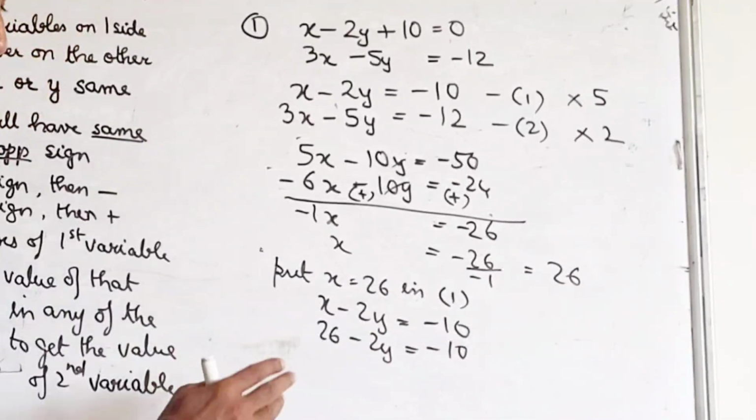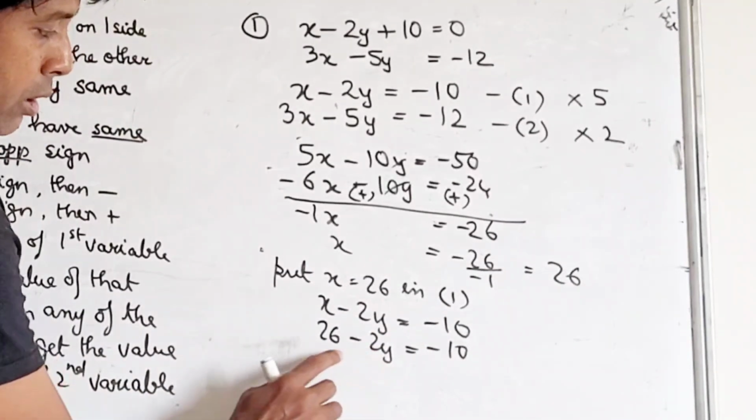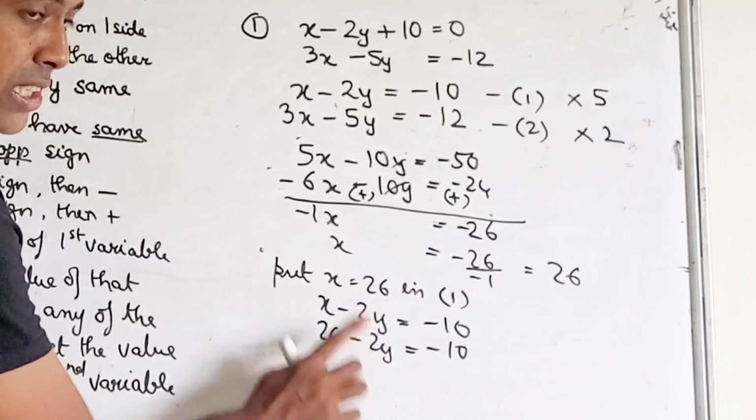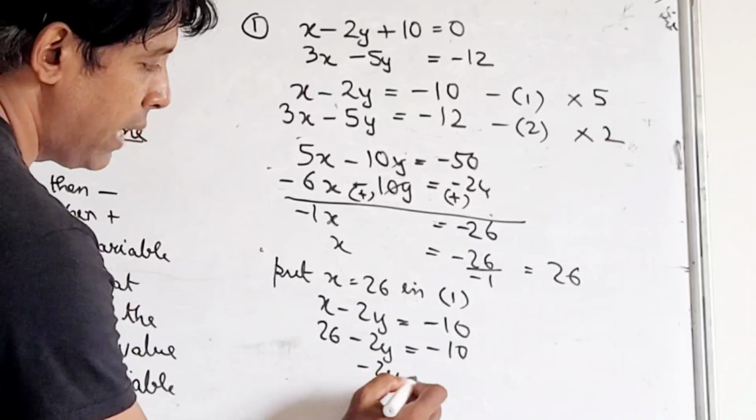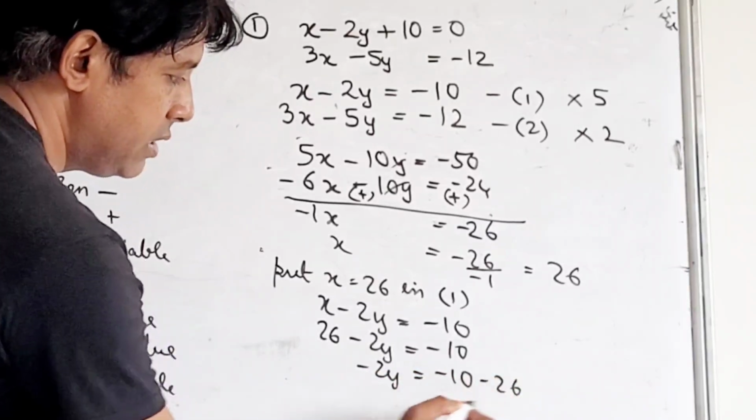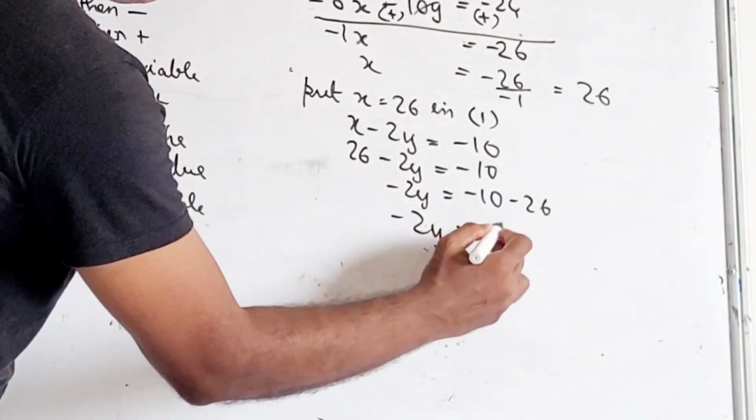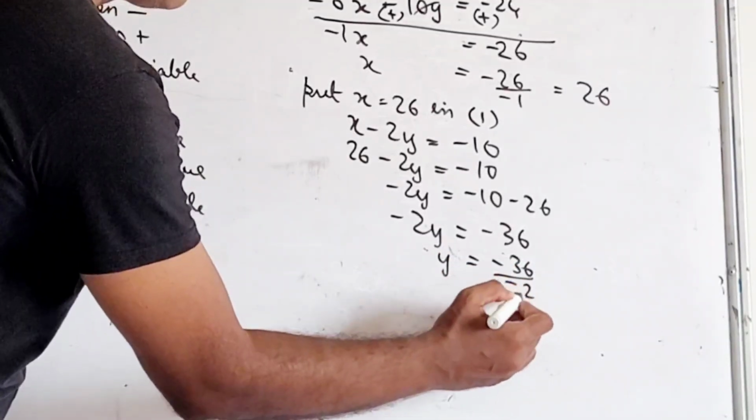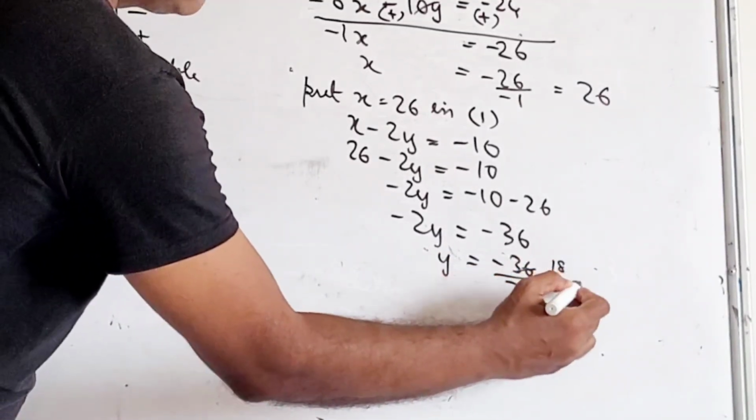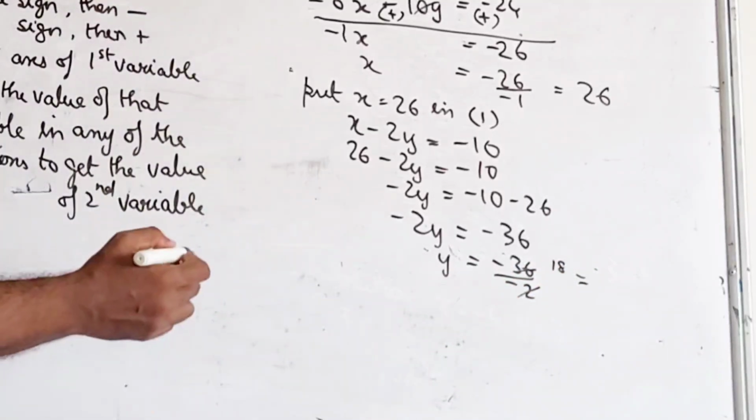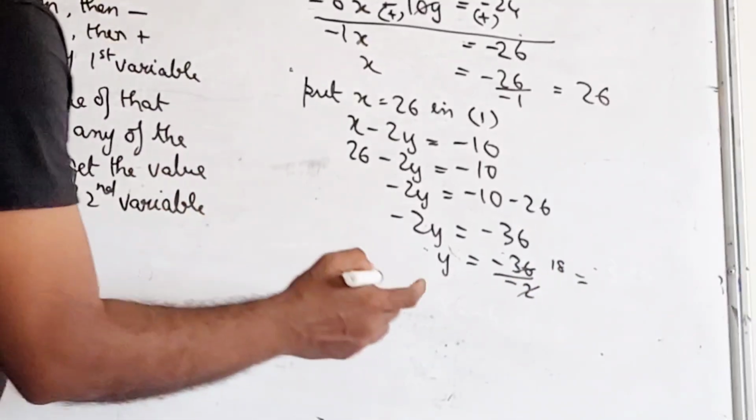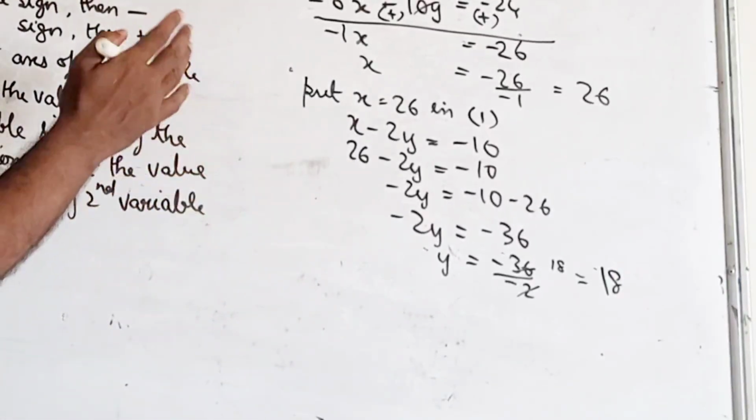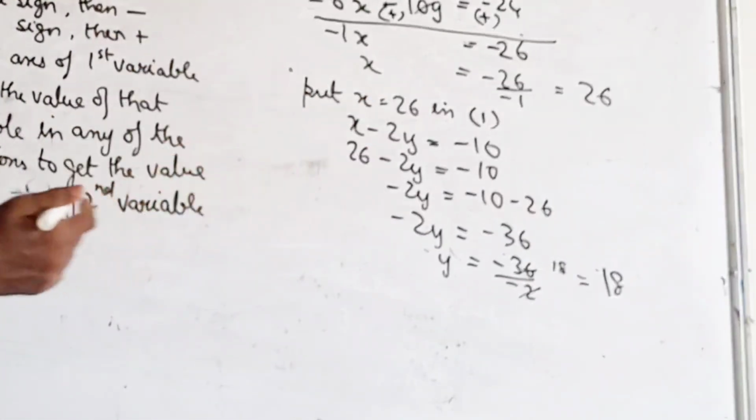Which number do we take first? Always the number which is away from the variable. Whatever is with the variable coefficient, that we have to take last. So minus 2y is minus 10 minus 26, so minus 2y is minus 36. So y would be minus 36 upon minus 2. First divide, solve: 18. And according to the rule, put the sign. Both have the same sign, so it will be plus. This we have covered in another video about plus and minus, how to add, subtract, multiply or divide.